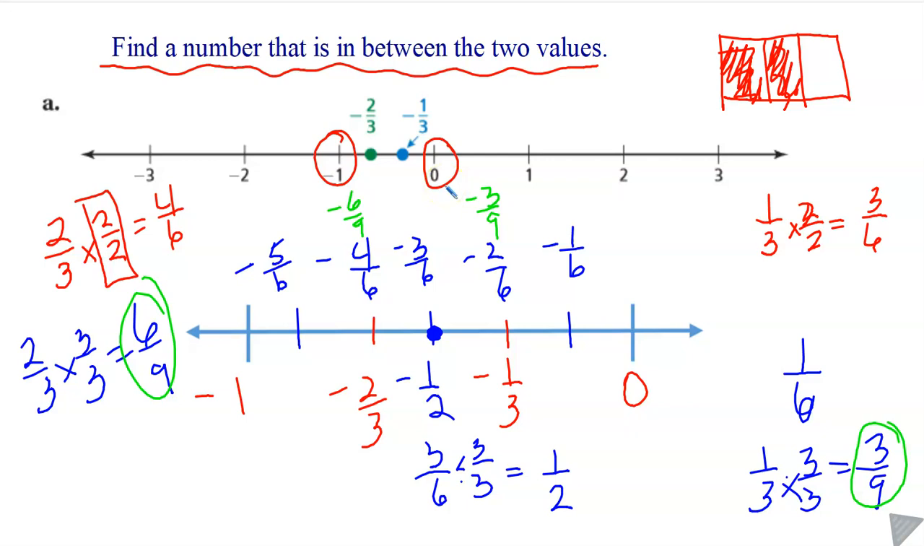Okay, it takes a little bit of practice. That's the first one with a fraction. That's the harder one, right? Decimals are a lot easier because it's a base 10 number system.